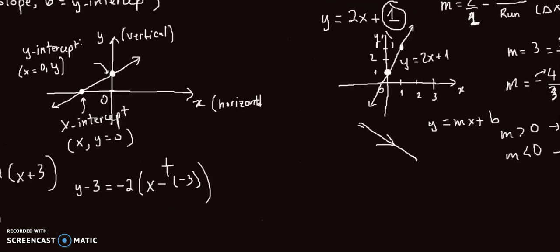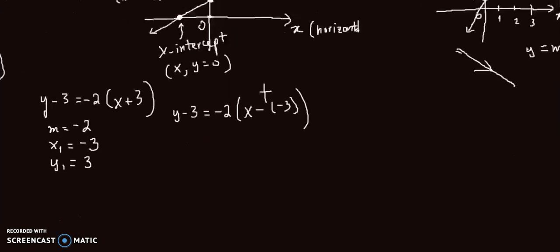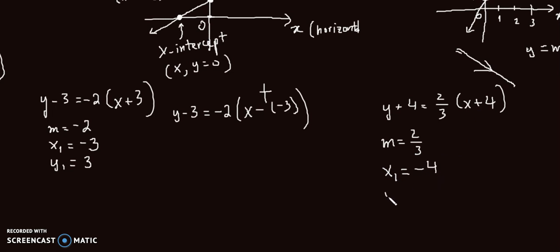All right, now let's consider another problem. Let's say I have y plus 4 equal to 2 over 3 times x plus 4. In this case, my slope equals 2 over 3. Again, x1 is positive here, so my x1 would be negative 4, and y1 would be negative 4 because of the change in the sign.